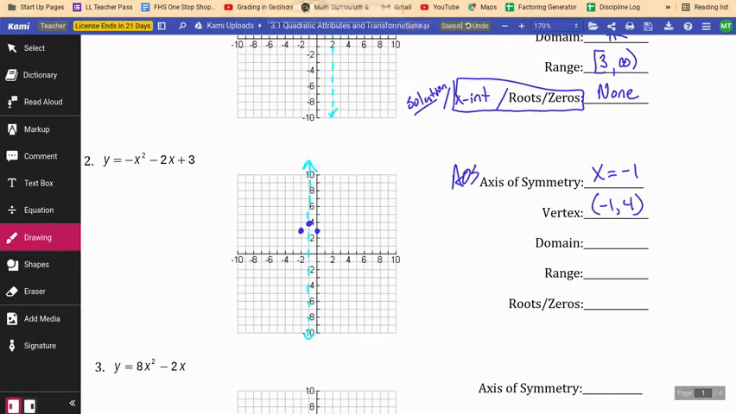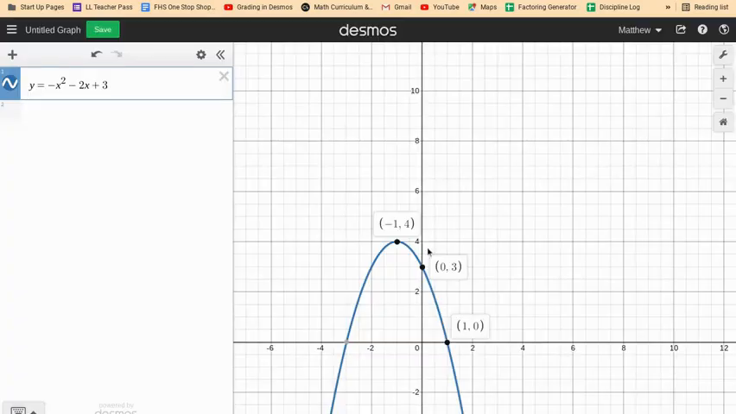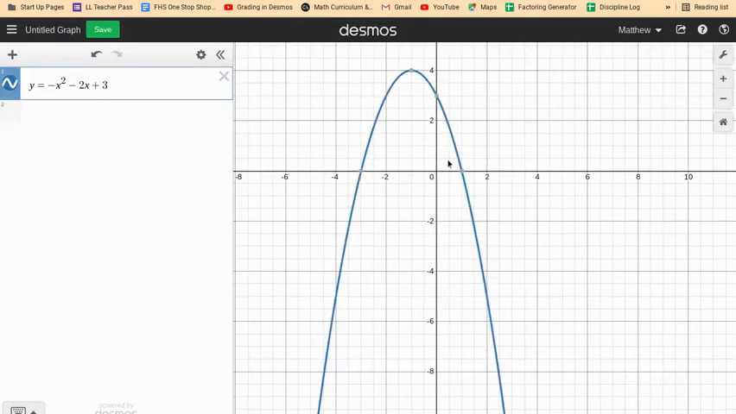So I can also plot that point, and then it's directly across the axis of symmetry. Okay, and that's probably as many points as you need. I'm going to do one more just so you guys see what else I can do. So notice I don't have any other points down here, right?